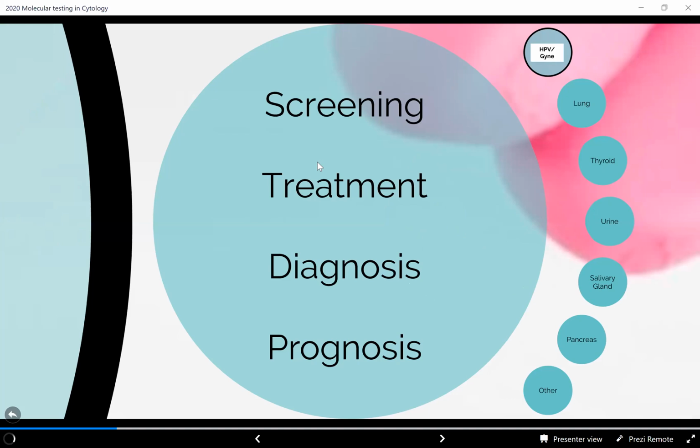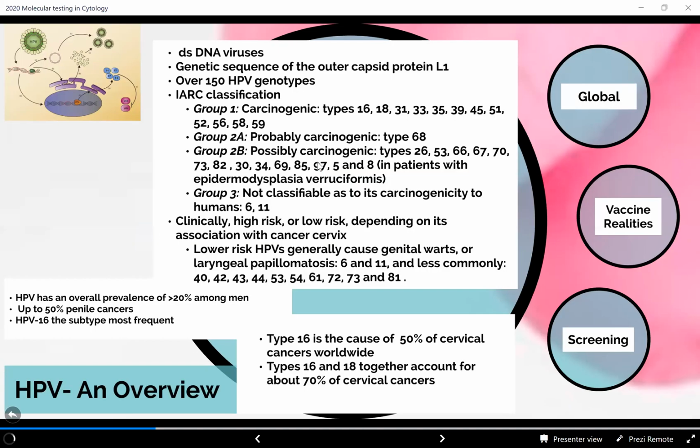So HPV, as we know, is a dsDNA virus, over 150 genotypes. The carcinogenic groups are group 1, 2A, and possibly 2B. Group 3 is not classified. Those are the ones that cause genital warts and so on.